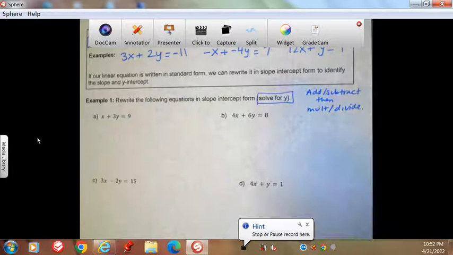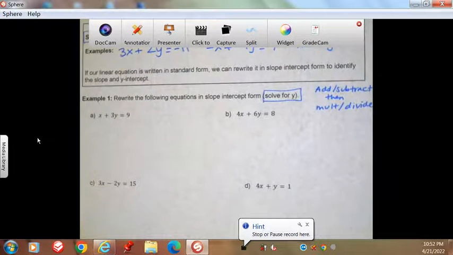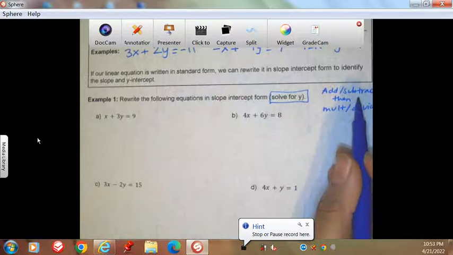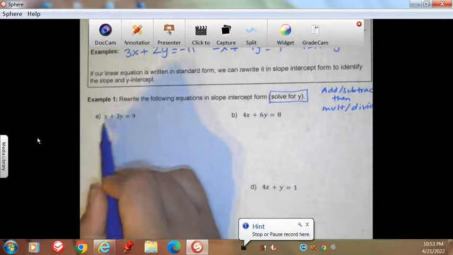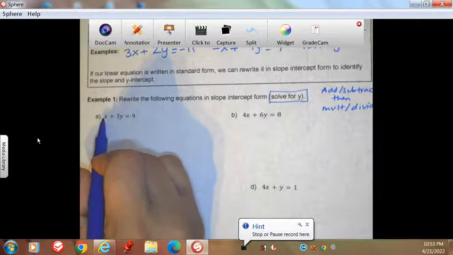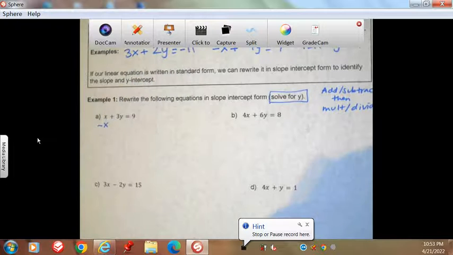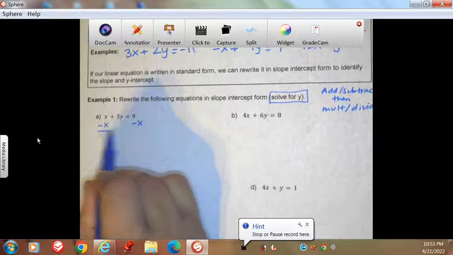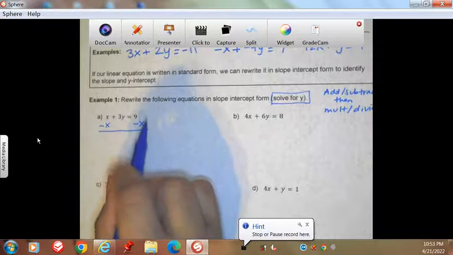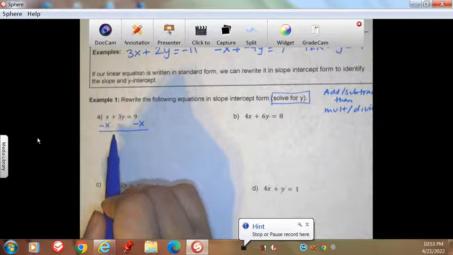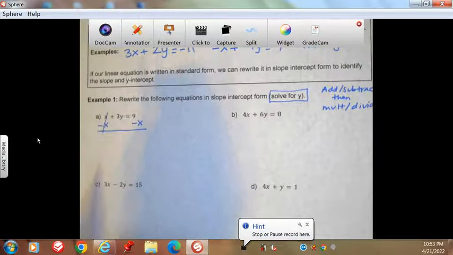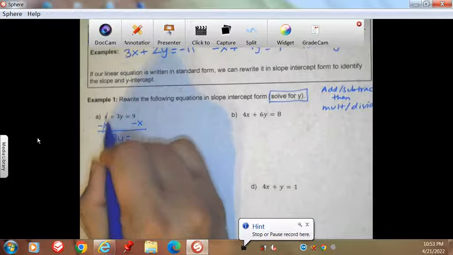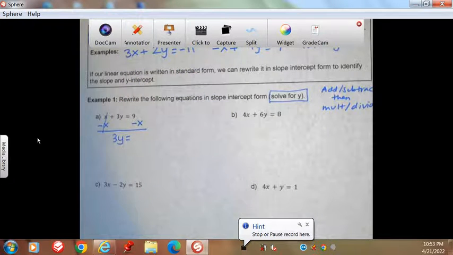Okay, so if I'm trying to get my y by itself, first thing I'm going to do, remember I said add or subtract first, is I need to get rid of this x. And since x is a positive x, I have to subtract it. But whatever I do to one side, I have to do to the other. Make sure you're doing it to the opposite side of the equal sign, not with this 3y. So now that I have it at this point, the x's are gone. I bring this 3y down, because the plus sign just means positive. And then we have equals 9 minus x.